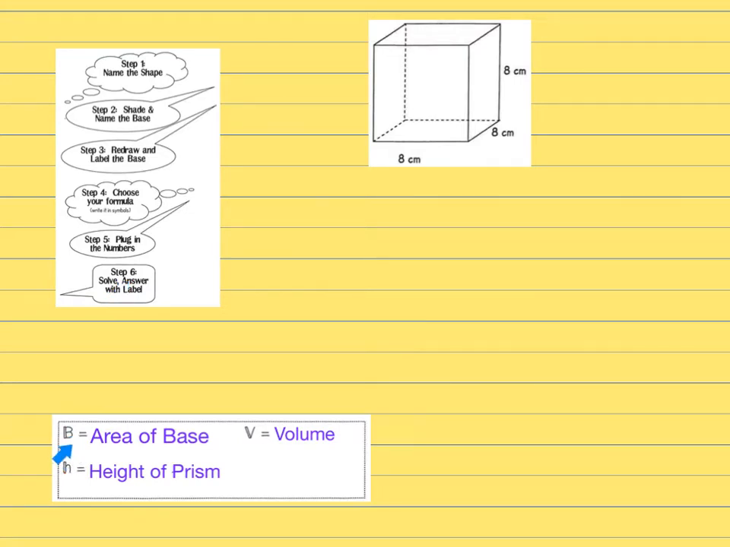Then at the bottom, here's some reminders. Capital B equals area of the base. The letter H stands for height of the prism. And then, of course, letter V just represents volume of the shape. So this shape is called a cube.